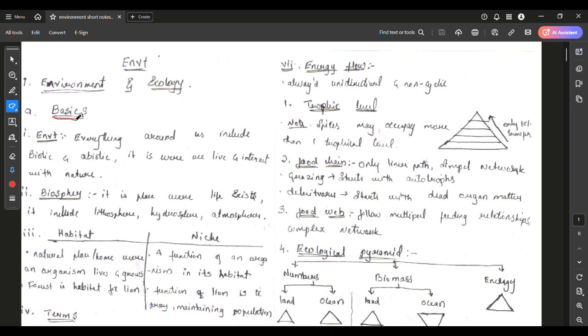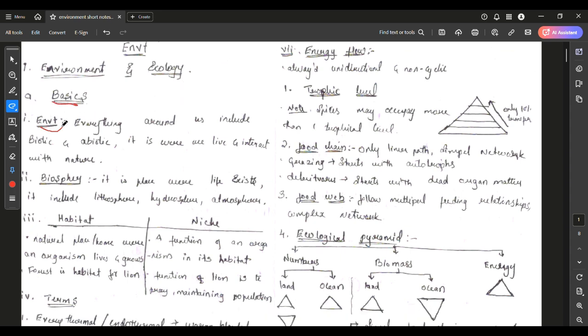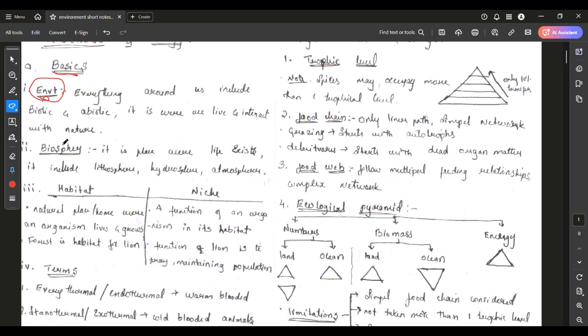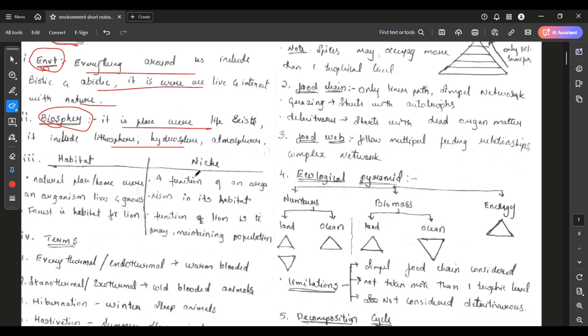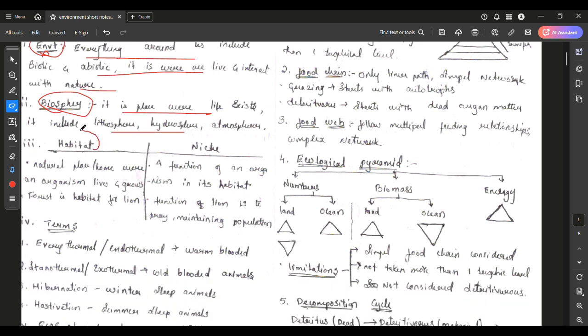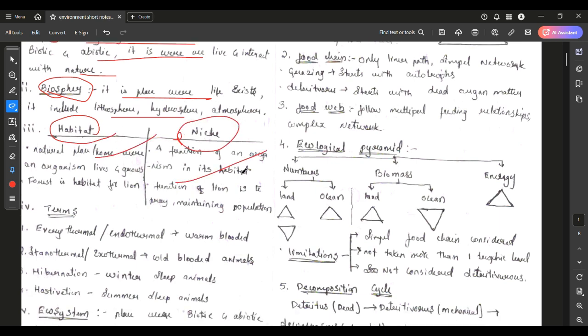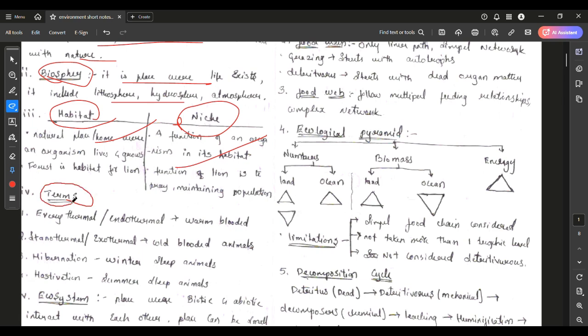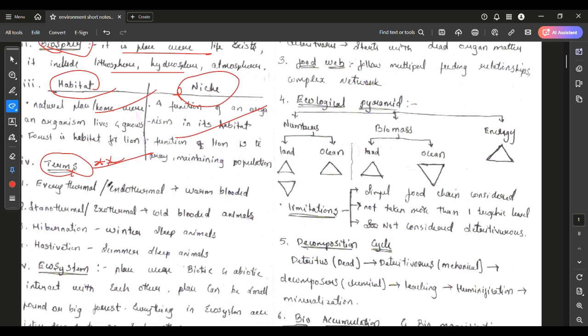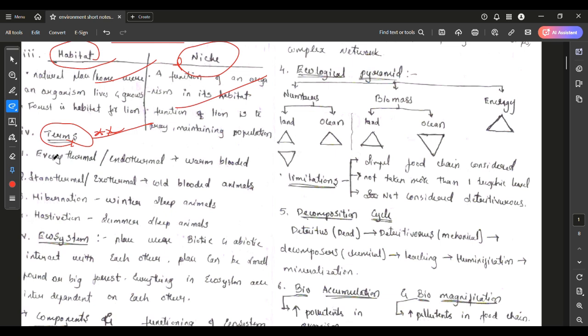Okay, first I wrote the basics, under which I just define each and every term like environment, biosphere. You can see I just defined each and everything. In short terms you can elaborate these points. Many people don't know about the habitat as well as the niche, that's why I differentiated these also. The terms we need to know are very important for the preliminary exam as well as the state PSC.